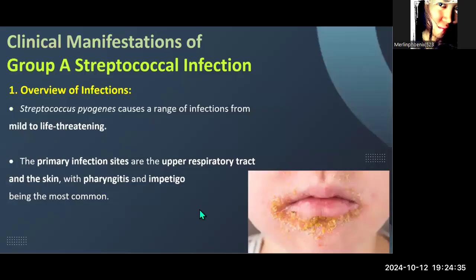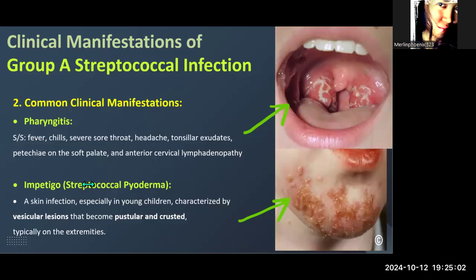So, clinical manifestations of GAS infection, an overview of infections. Streptococcus pyogenes causes a range of infections from mild to life-threatening. The primary infection sites are the upper respiratory tract and the skin, with pharyngitis and impetigo, pharyngitis being the most common clinical manifestation.